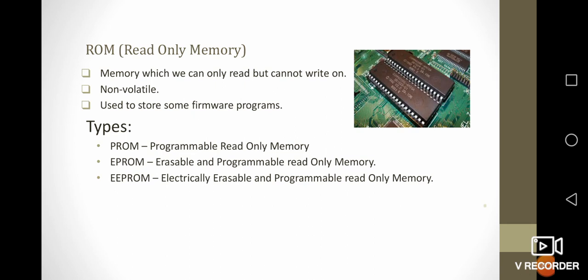The various types are PROM, EPROM and EEPROM. What is PROM? It is called programmable read-only memory. That is, all the programmed format are stored in read-only memory. Next one is erasable and programmable read-only memory. That means it can be erased and changed. Next one is electrically erasable and programmable read-only memory. It can be changed and rewritten, or any changes can be made in this, but the data can only be read.